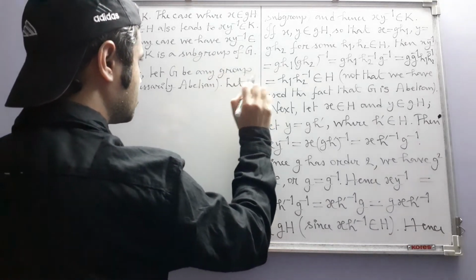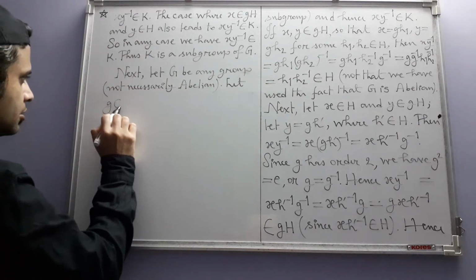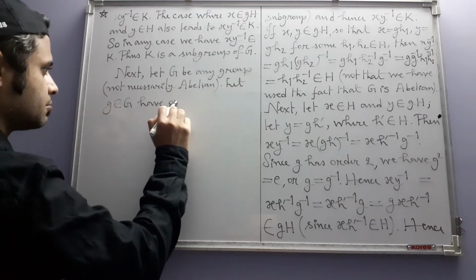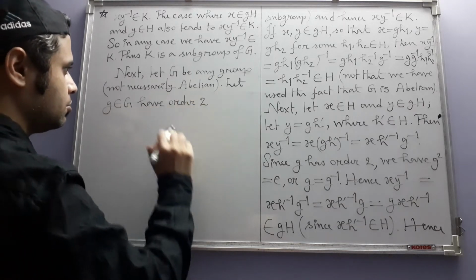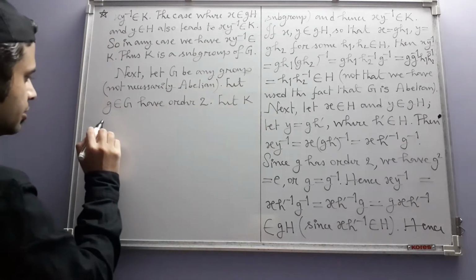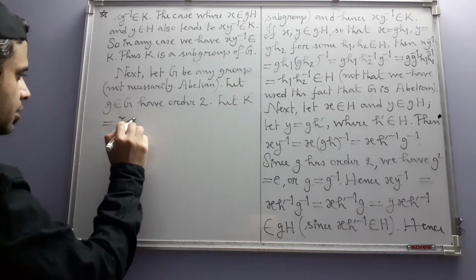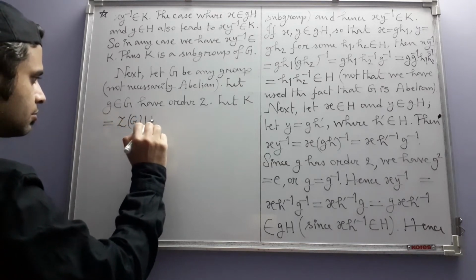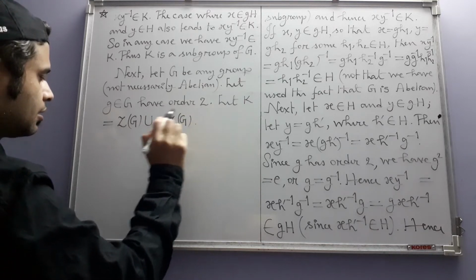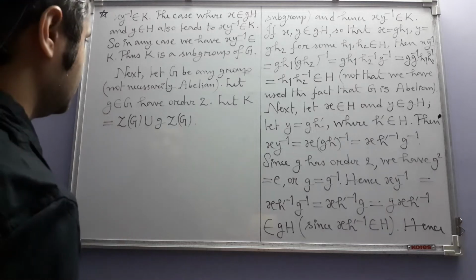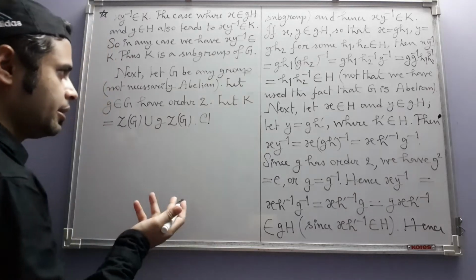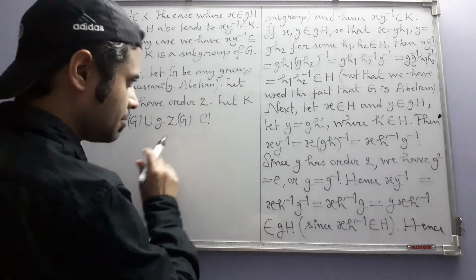Let small g be an element in G and let this have order 2, and finally let K be the union of the center of G and this other set formed from the center and the element small g. Okay. Now our aim is to again show that K is a subgroup of G, so we will proceed similarly.